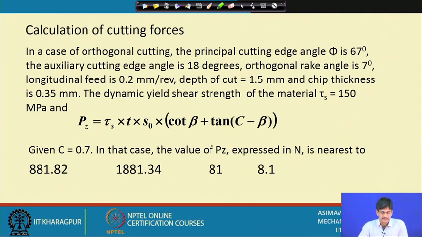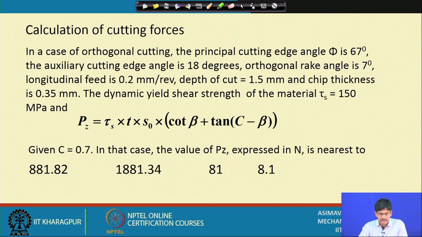Calculation of cutting forces. In a case of orthogonal cutting, the principal cutting edge angle phi is 67 degrees, the auxiliary cutting edge angle is 18 degrees, orthogonal rake angle is 7 degrees, longitudinal feed is 0.2 millimeters per revolution, depth of cut is 1.5 millimeters, and chip thickness is 0.35 millimeters.